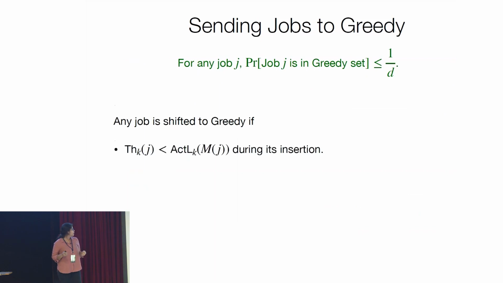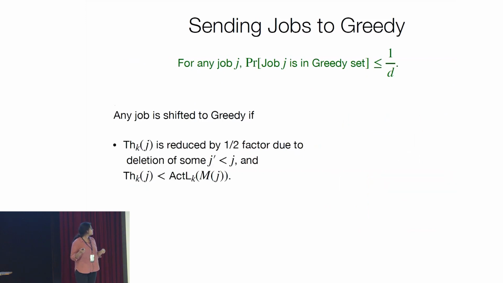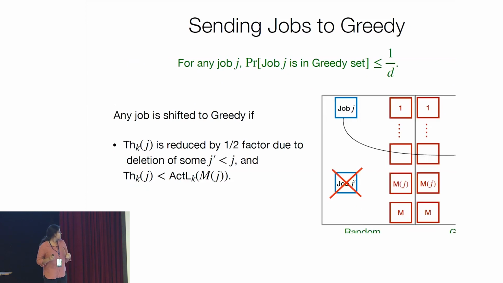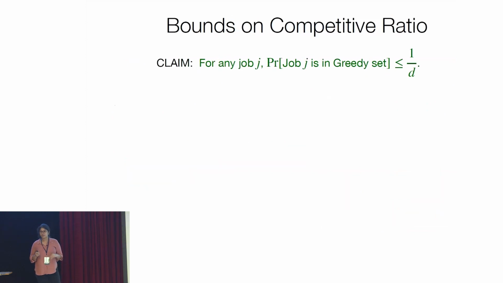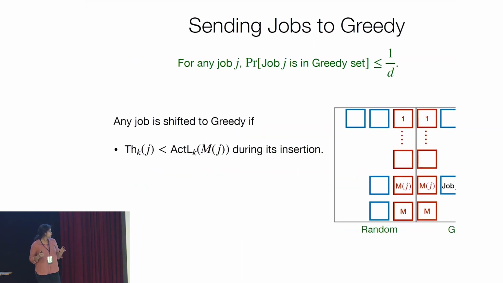Let's see how. Okay. So when is a job shifted to greedy? If the threshold is violated during the first insertion, then we're just going to move this job to the greedy set. That's our algorithm, and that's going to happen at the beginning. What else could happen is some other job which came before you is deleted, and your threshold is affected, and then you might still go to greedy. So because some job J prime which came before me is deleted, job J is being moved to greedy. So we have to take care of both of these. First of all, let's take care of this case first, and then we'll use some sort of union bound and take care of the previous one.